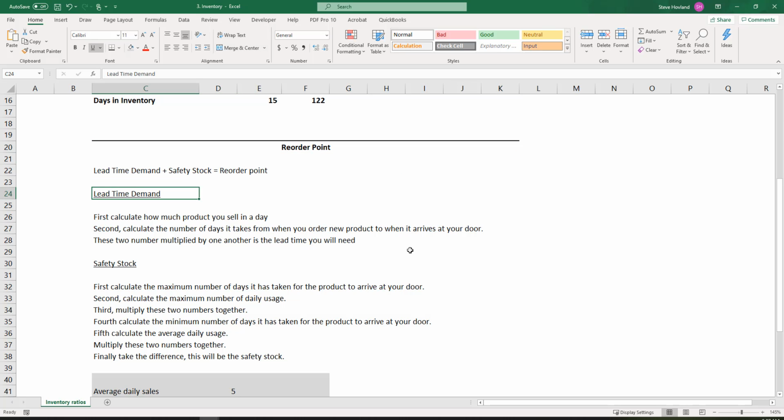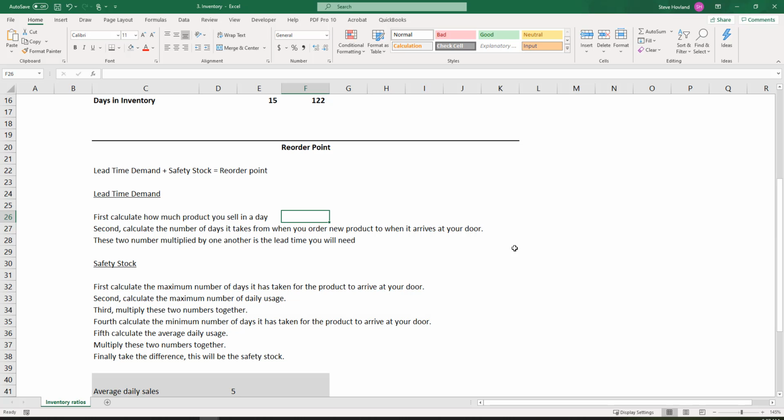So first item, lead time demand. What that is, first you want to calculate of your product, how much do you sell in a day? Do you sell 10, 15, 20? What's your average daily sales of your product or usage? In other words, if you're producing them and they're becoming finished goods, and then they're going to go off at another point in time, how much usage do you use in a day.